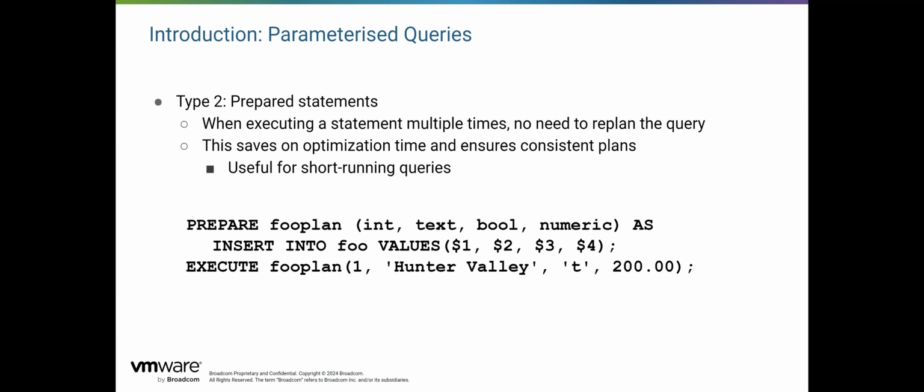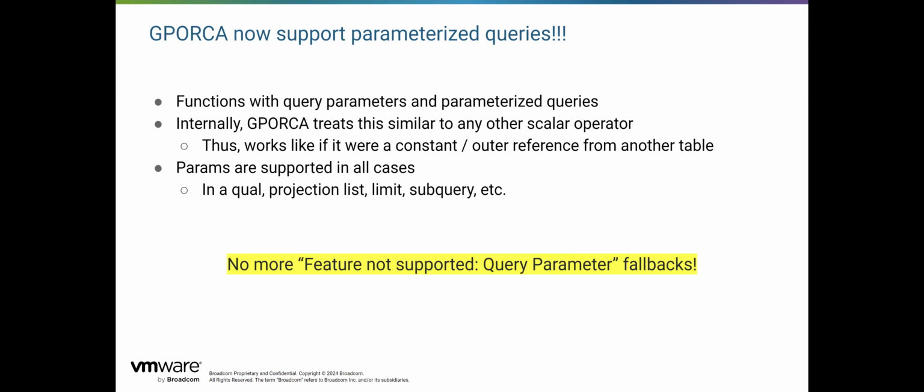Next. So Orca now supports parameterized queries, right? It internally treats this parameter as just a parameter that's going to be filled in later, just a constant expression. So there is no need for special handling. And it supports all cases, whether it's in the qual, projection list, limit, subqueries, etc. So in 7.2 onwards, we will not have any fallback that says feature not supported: query parameters. The same thing is also going to be supported in 6.28.